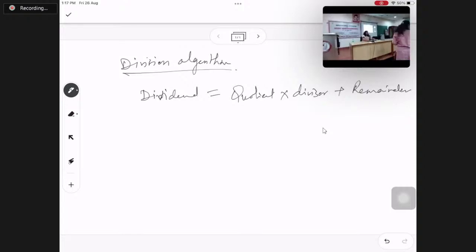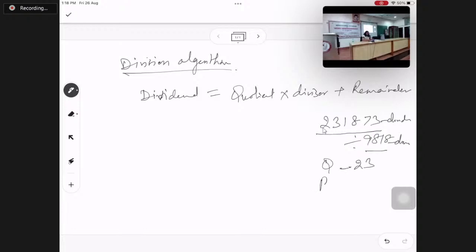Okay. Let me explain this, then I will repeat. No problems. Okay. We just did this question. This was 231873 divided by 9818. So this is your dividend. This is your divisor. And the quotient we obtained is 23 and remainder was 6059.